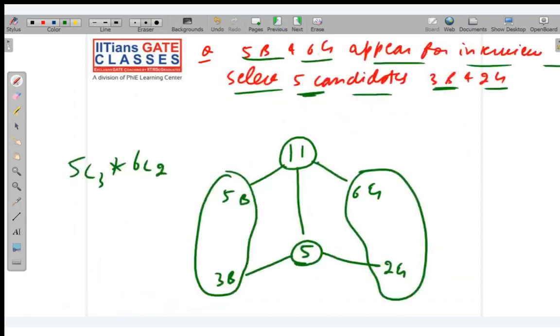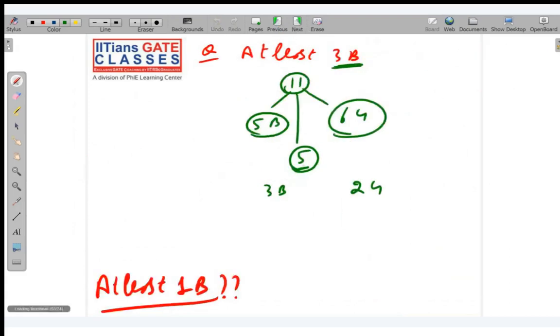Same question, I have just replaced 3 boys by at least 3 boys. So 5 candidates I want to pick. At least 3 boys now. So if I take 3 boys, then I have to take 2 girls. The sum should be 5. That's why I have drawn this figure, so that you get more clarity. 3 plus 2 is 5. Or 4 boys, 1 girl. Or 5 boys, 0 girls. So these are the 3 possibilities.